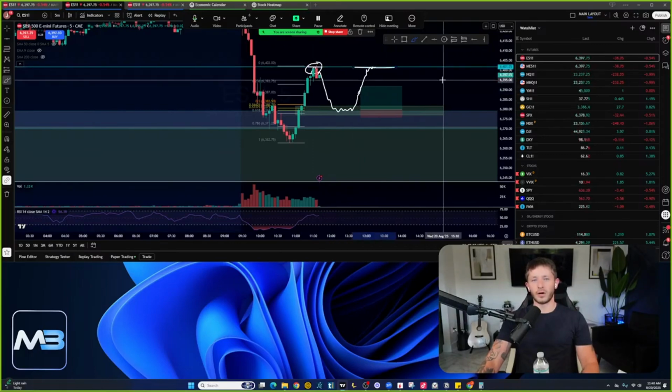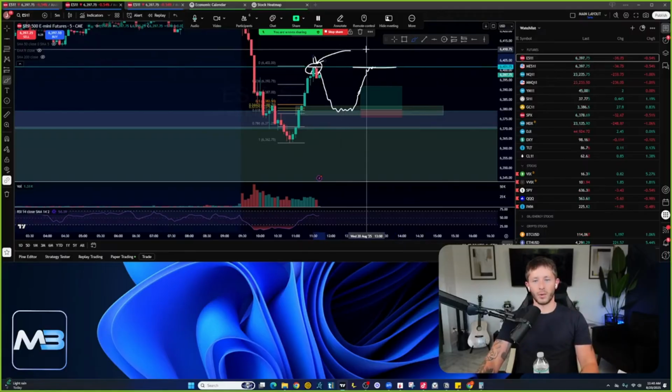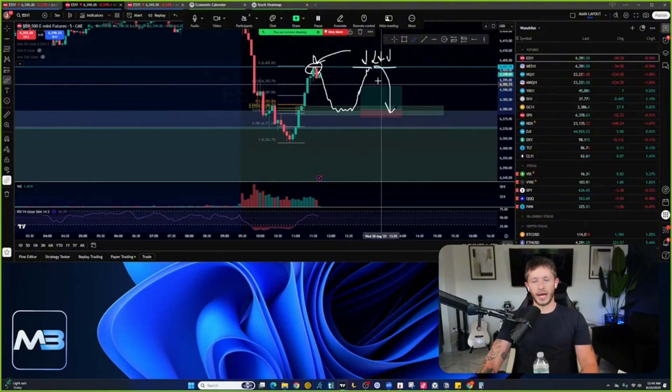So there's a visual target. We could see that that would be a realistic area where there would be more sellers than buyers, and that's where price could fall back down. So that's where we want to get out.